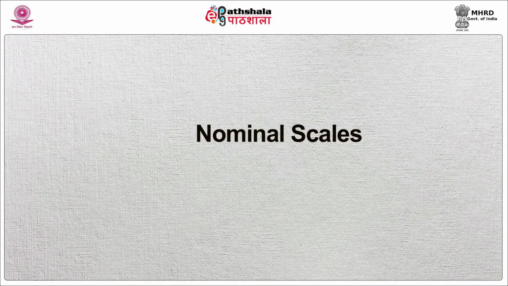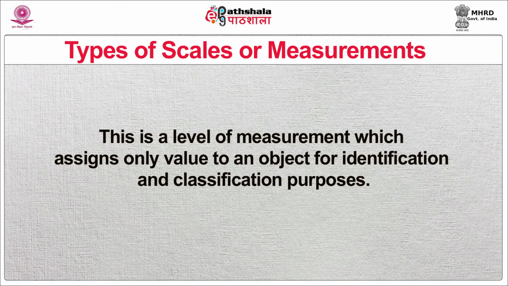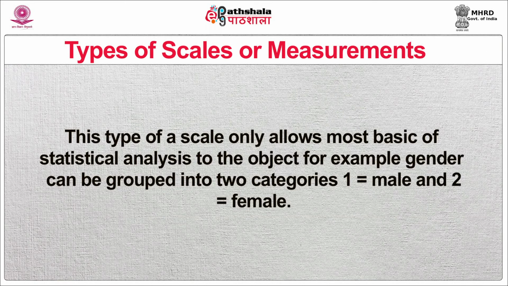Nominal scales first. This category of scales refers to the most elementary and the basic scales of the 4. This is a level of measurement which assigns only a value to an object for identification and classification purposes. This is the type of scale which possesses the characteristic of description. This type of scale means that a label can be assigned to an object without any error. This type of scale only allows the most basic of statistical analysis on the object.